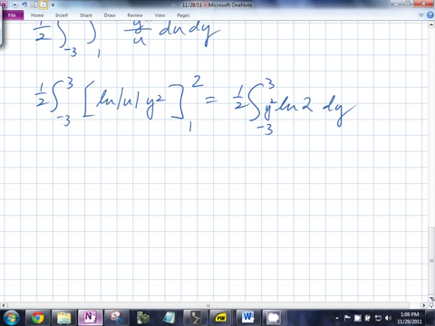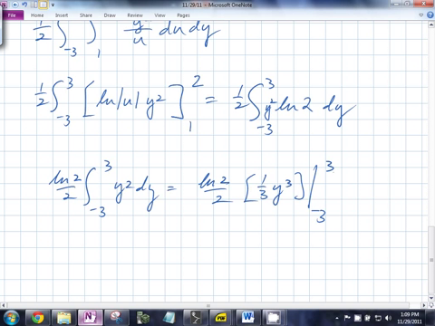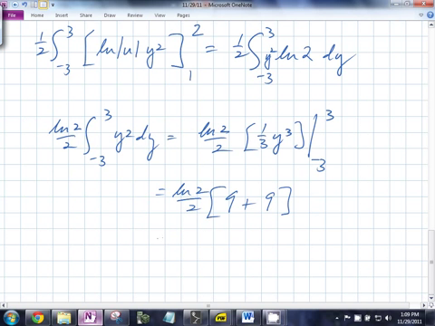So then we integrate with respect to y. We'll pull out the ln of 2. So we have ln 2 over 2 integral -3 to 3 of y squared dy. We end up with ln 2 over 2 of 1/3 y cubed from -3 to 3, right? So we plug in 3, we get 27 over 3, which is 9. So we end up with 9 plus 9? Is that correct? So it seems like this is going to come out to be 9 ln 2.